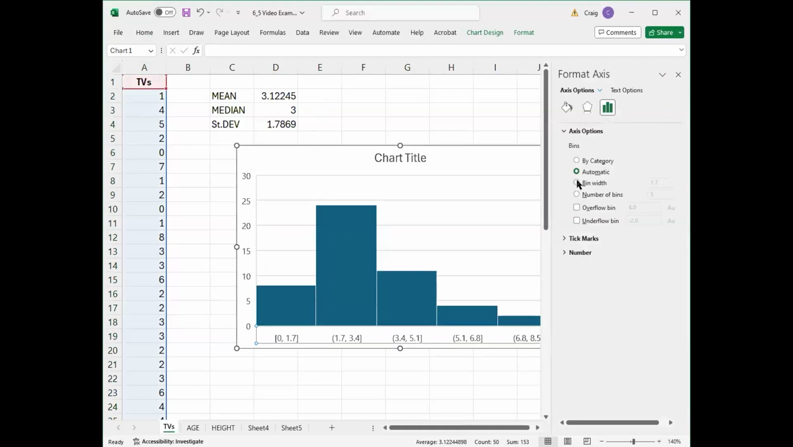We want to adjust the bin width. This is under horizontal axis. You click on these little squares there, go to bin width. Now it adjusts it to 1.7, about half the standard deviation. And because these are whole numbers, let's just do it as 1. We'll make it a bin width of 1.